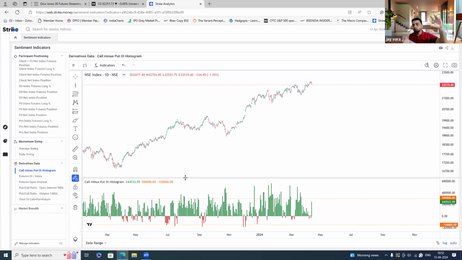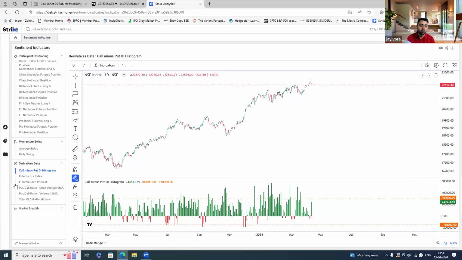So when you are in a bull market and you see that the call minus put histogram reaching an extreme on the downside, that is telling you that a lot of people have gone overboard on shorting put options, and a reversal could be around the corner, so you need to be careful. But like I told you, this is just a 1, 2 to 3 days kind of perspective that you can have, nothing beyond that.